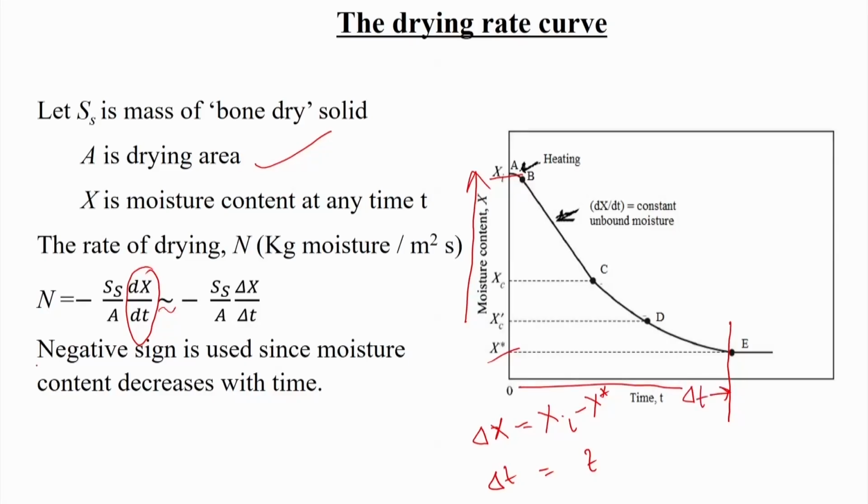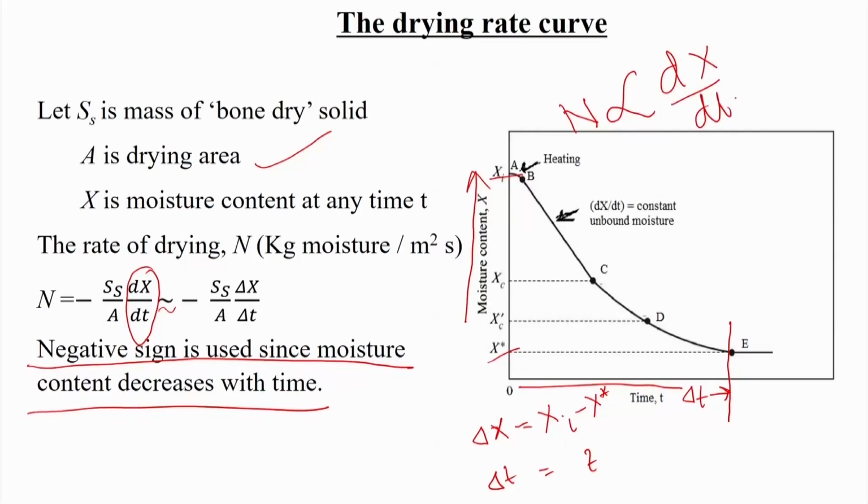A negative sign is used since the moisture content decreases with time. So, in general, the rate is proportional to dx/dt. Okay. From here we have n is equal to minus S s by A into dx/dt. Okay.